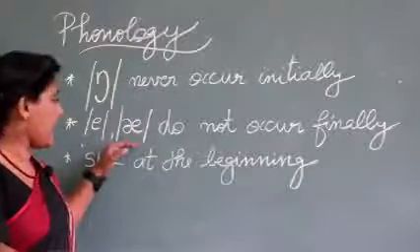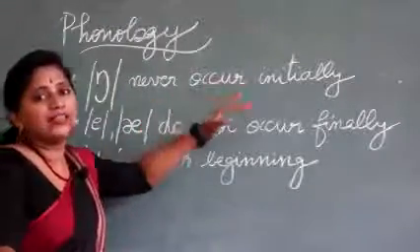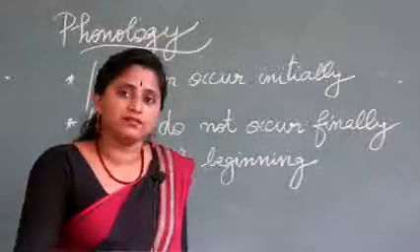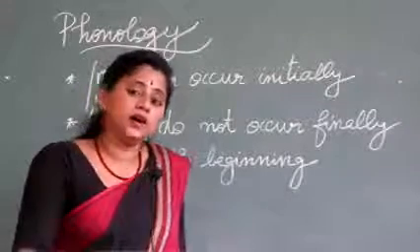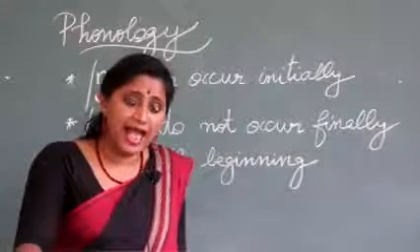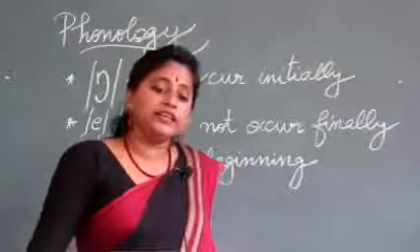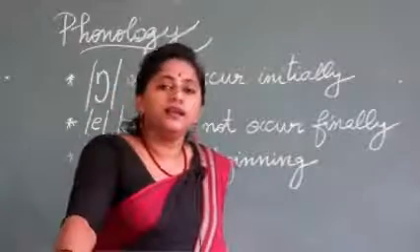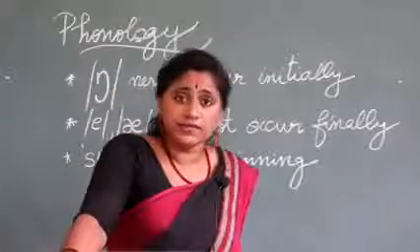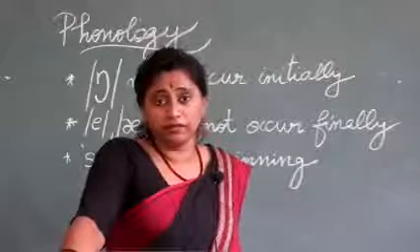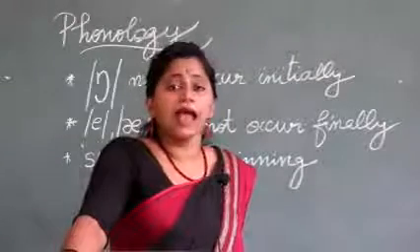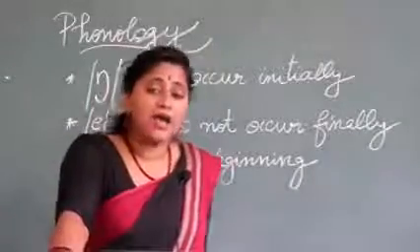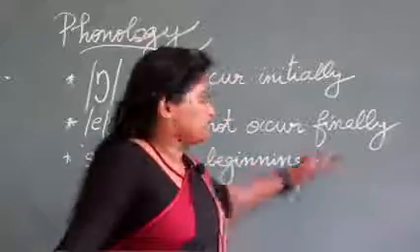This a and a sound do not occur at the final position of a word. It may occur at the beginning or in between: apt, act, apple. It occurs initially and in the middle. But words ending in those sounds do not exist in English. It ends with a sound like river, mother, brother, but not with this sound. So these do not occur in the final position.